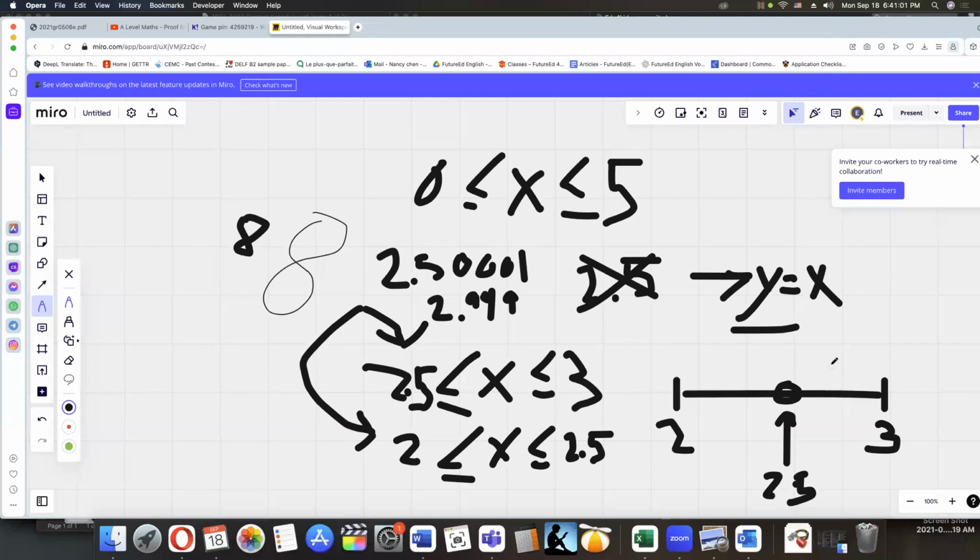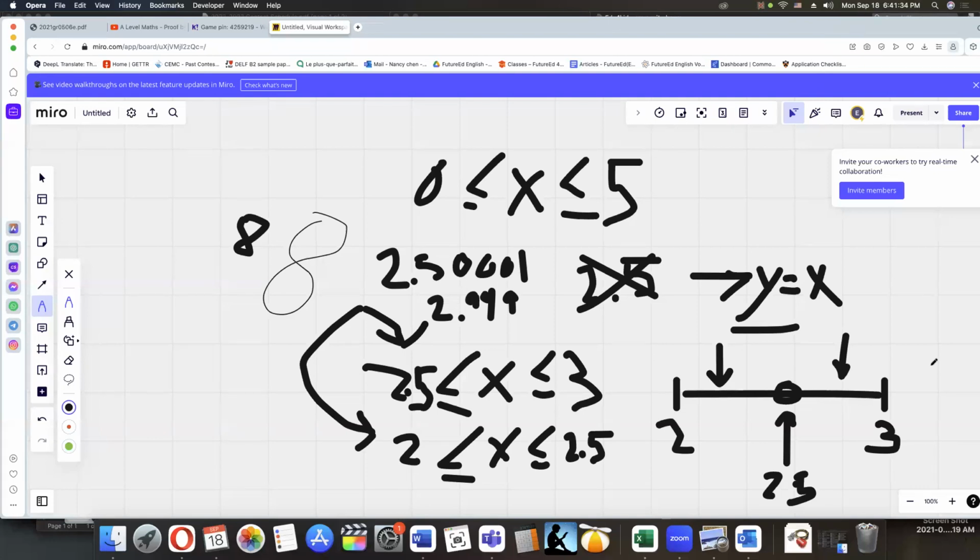Wait, can you repeat? I didn't hear. So first we assume that y is not 2.5. So if it's not 2.5, it has to be either on this side or on this side, right? It doesn't necessarily have to be 3, but it can be between 2.5 and 3, or it can be between 2.5 and 2, right?